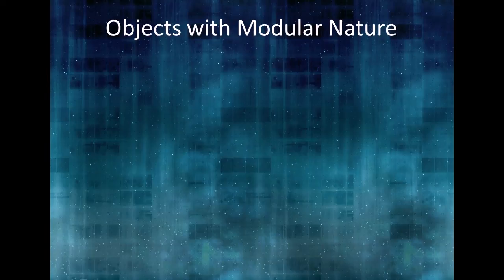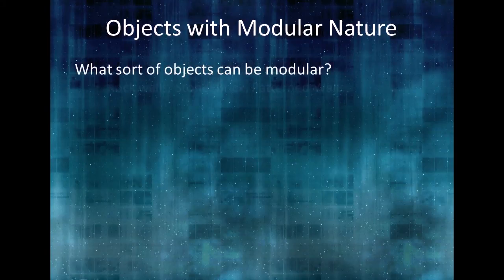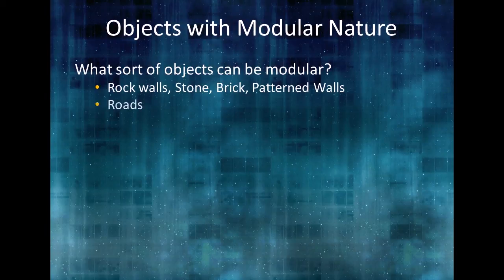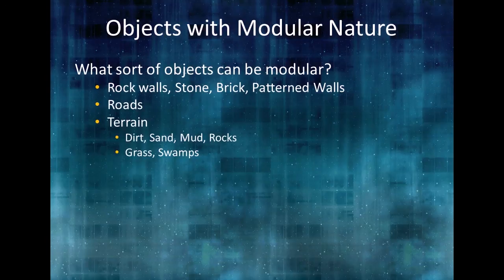So what are some objects with modular nature? You may be saying to yourself, well, this sounds great for architectural work, but what about organic work or terrain work or things like that? Well, you'd be surprised what you can do with modularity. What sort of objects can be modular? Well, you have rock walls, stone, brick, pattern walls, roads, terrain, things like dirt, sand, mud, rocks, grass, swamps. These things can be created once and copied over and over again.